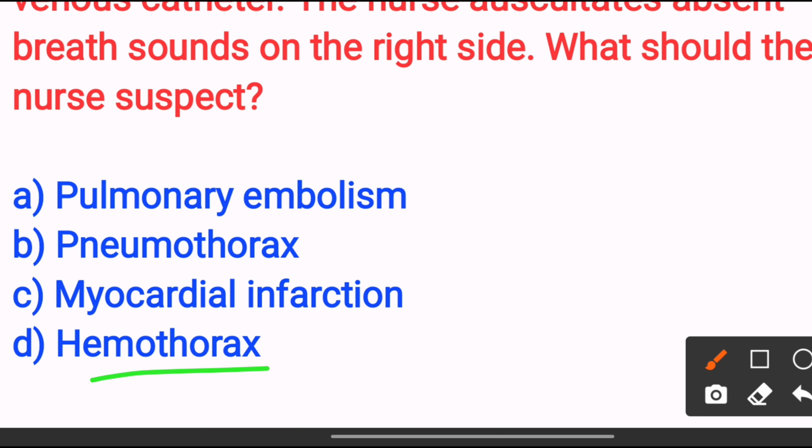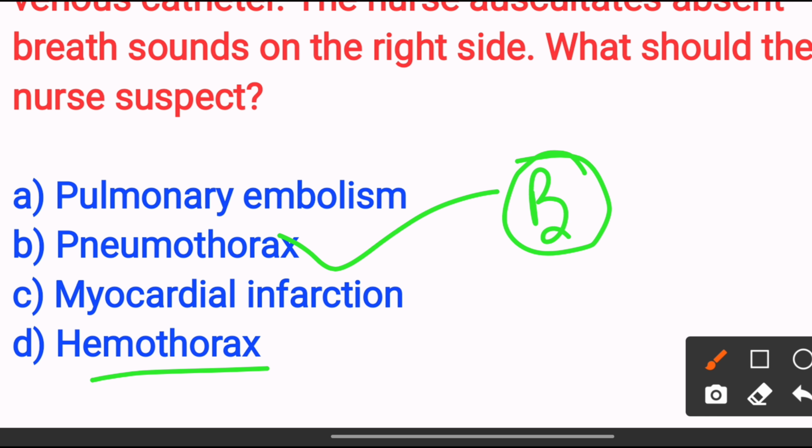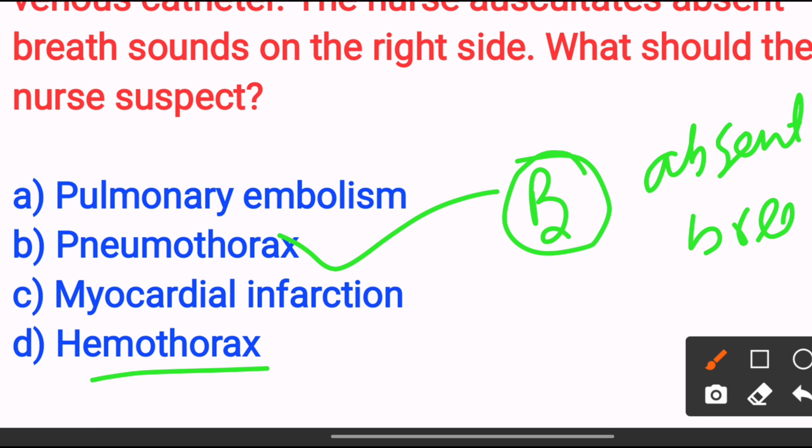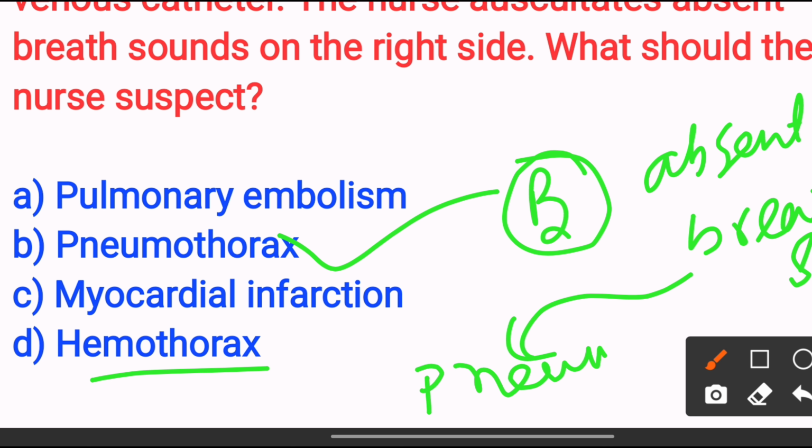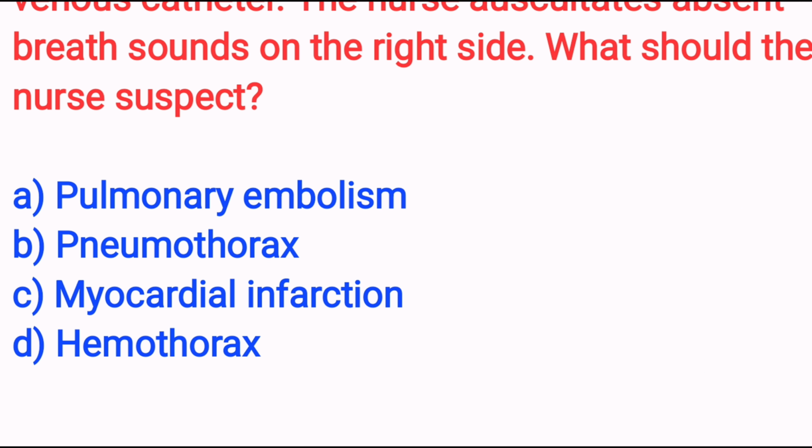The answer is option B, pneumothorax, because insertion of a central line may puncture the pleura, so it can cause the absent breath sound. So it can cause the pneumothorax. So the answer is option B. Next.